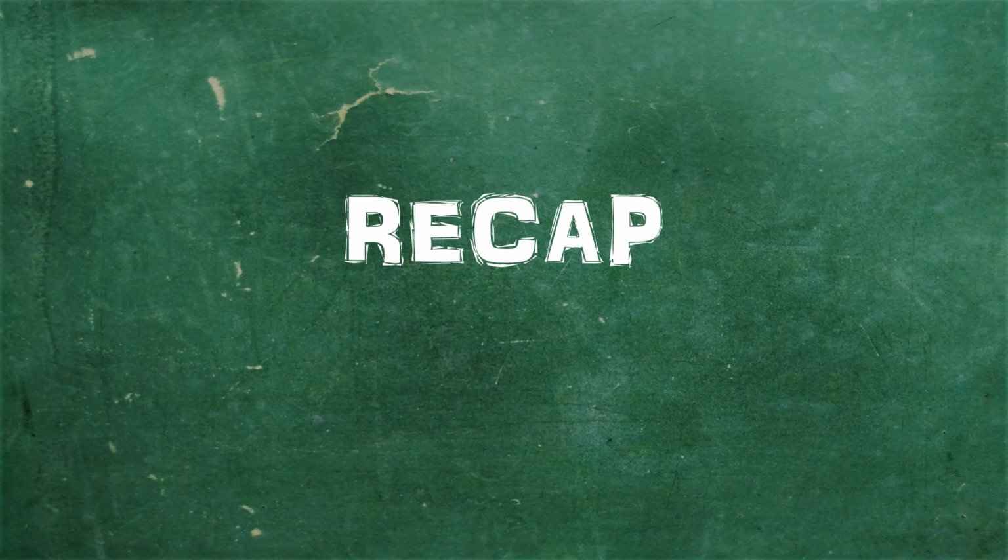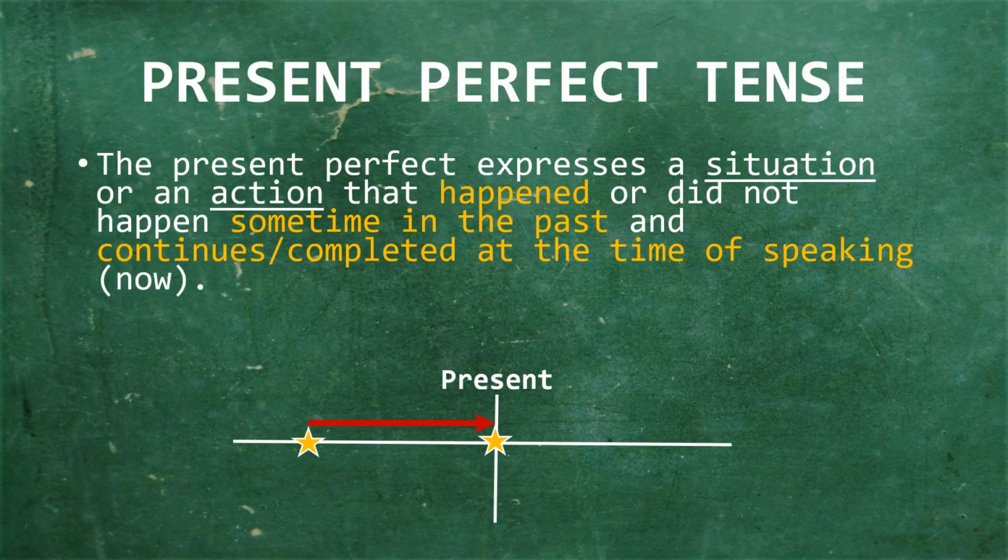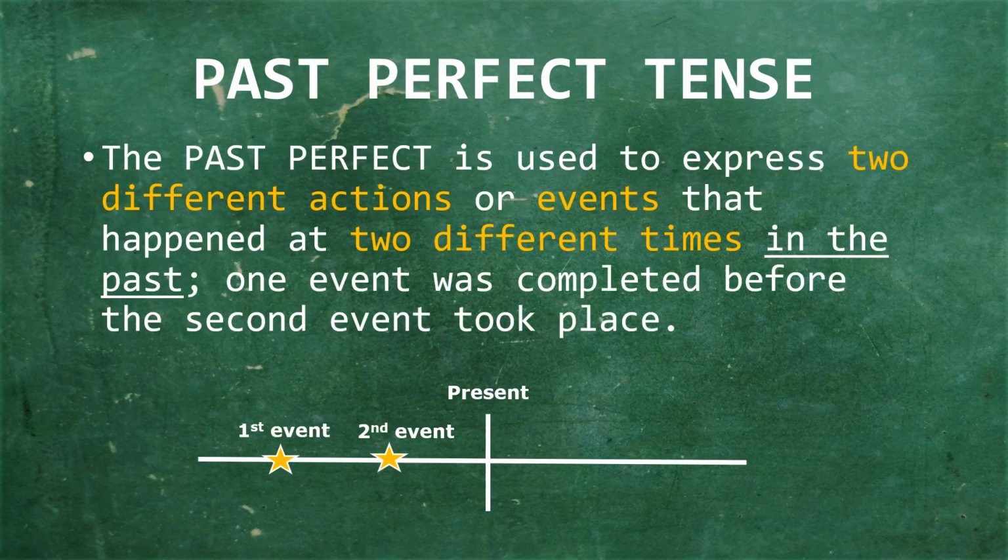Okay, so now it's time for a recap. Let's summarize what we have discussed in this lesson. The present perfect tense, again, expresses a situation or an action that happened or did not happen sometime in the past and continues or is completed at the time of speaking, which is usually now. While the past perfect tense is used to express two different actions or events that happened at two different times in the past. One event was completed before the second event took place.